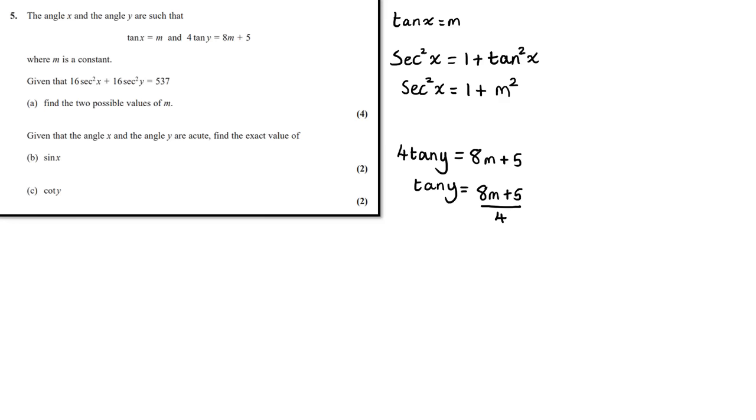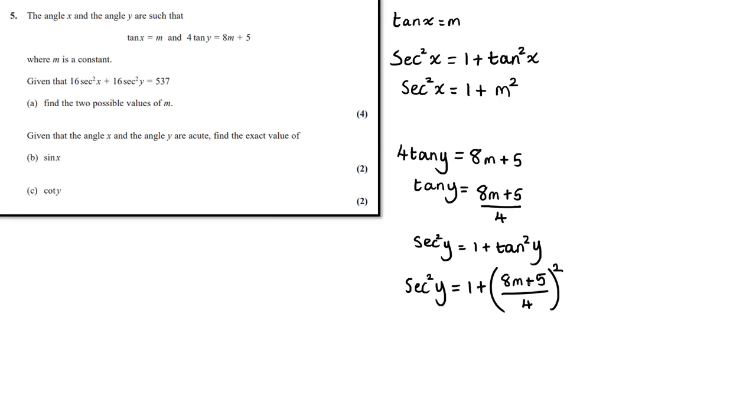And again here, all we need to do is make use of our identities. We already know what that identity is. In this case, we're looking for sec squared y. So sec squared y is going to be equal to 1 plus tan squared y. And we already know what tan y is: am plus 5 over 4. So all we need to do is substitute in tan y squared. So sec squared y is equal to 1 plus this expression squared. So 1 plus am plus 5 all over 4, all squared.